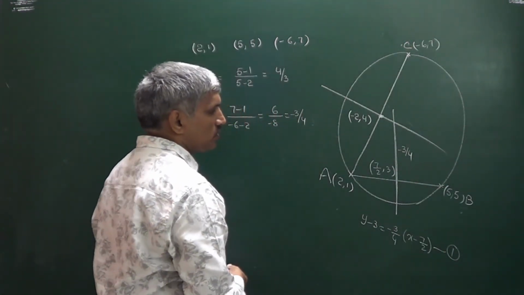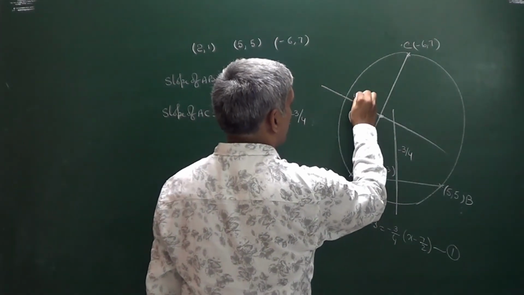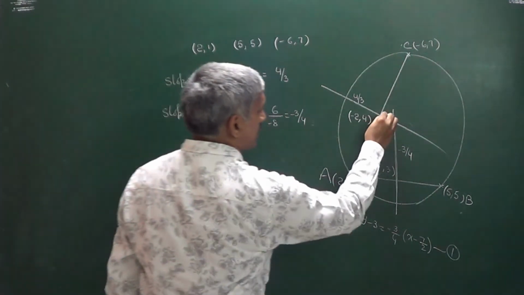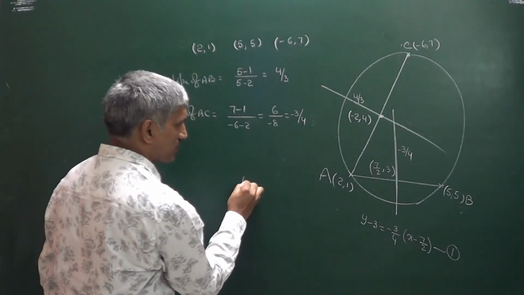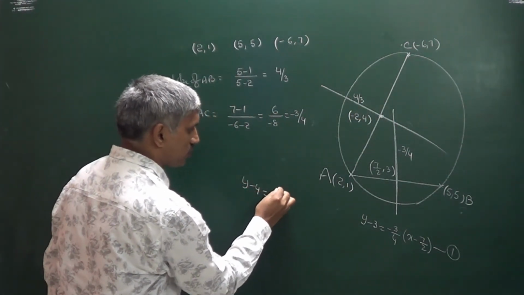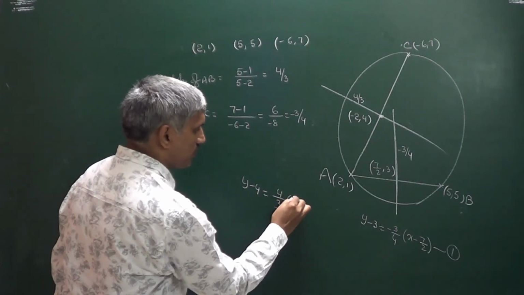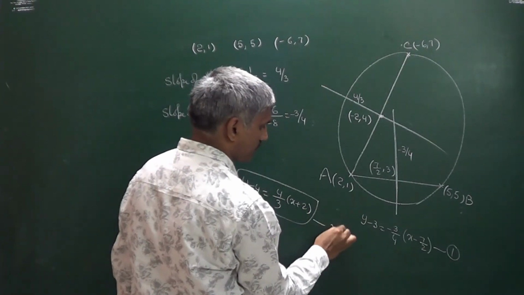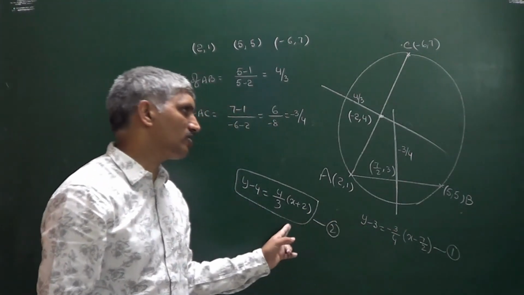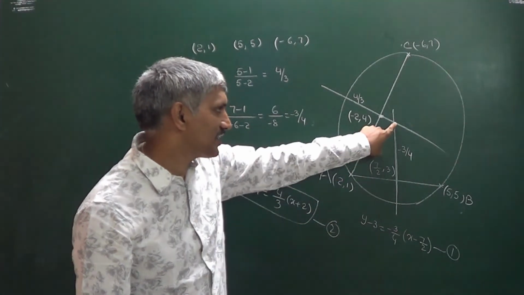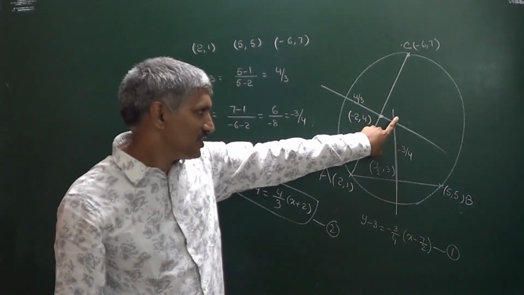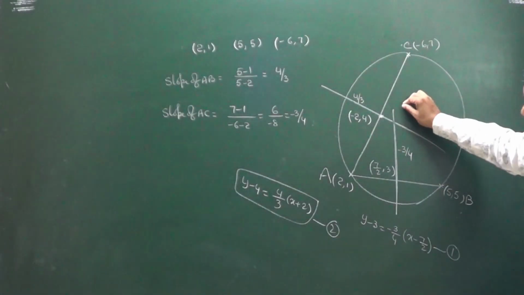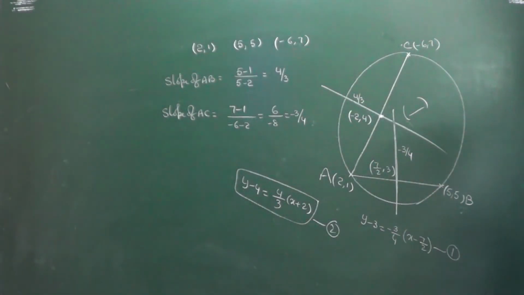Then what is the slope of the perpendicular line? This line's slope is 4/3. We know the point and we know the slope, so the line equation is y - 4 = (4/3)(x + 2). This is the second line equation. If you solve these two equations, what will we get? The point of intersection. That point of intersection is nothing but the center of the circle.